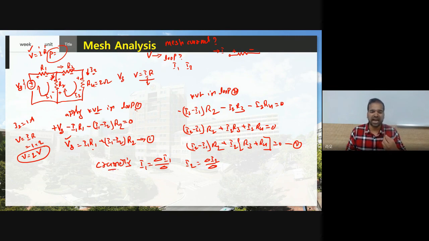And by using Cramer's rule, you can find I1 and I2. Once you find I1 and I2, you can find any other parameter in the circuit. That may be voltage, that may be power, that may be resistance, whatever it is.